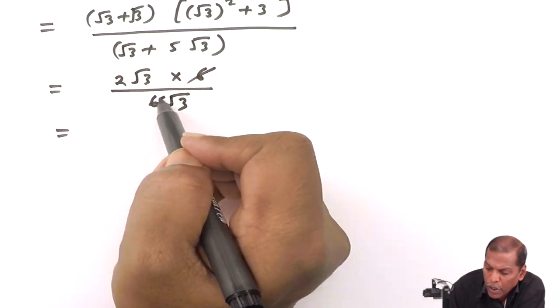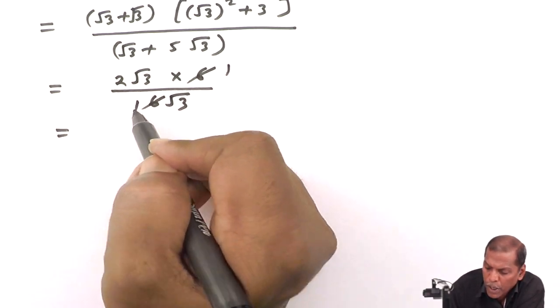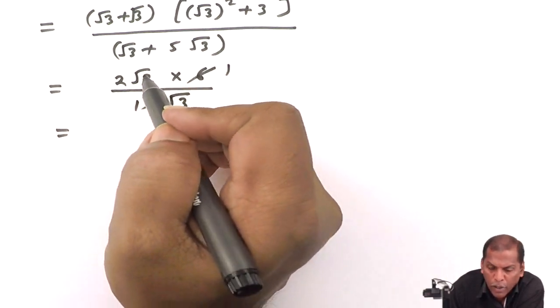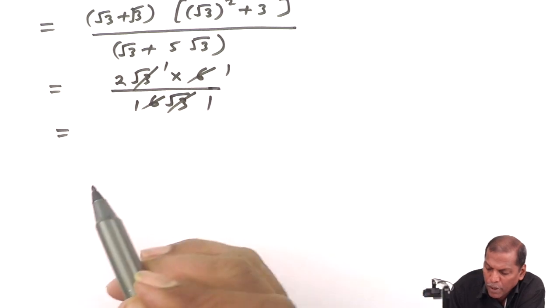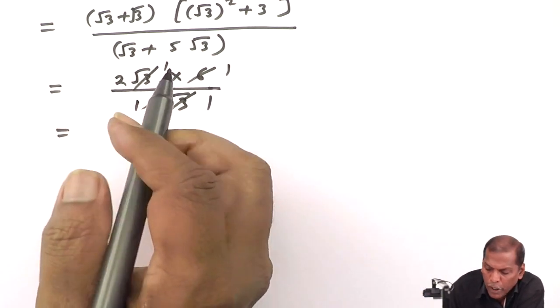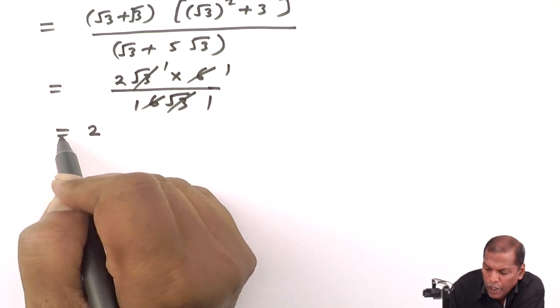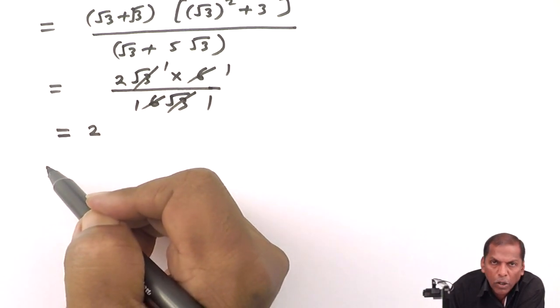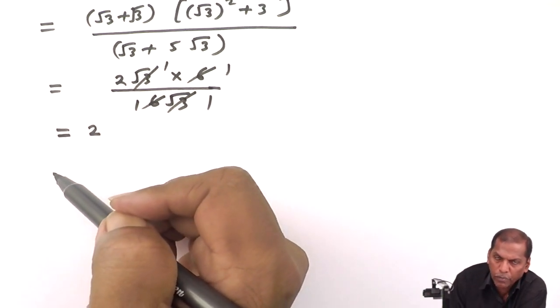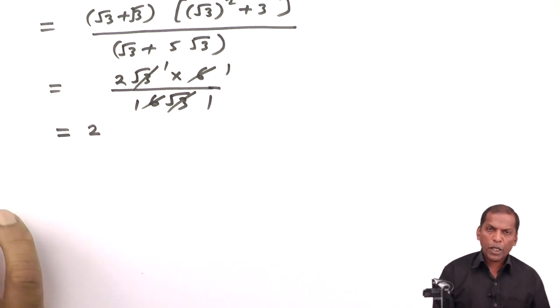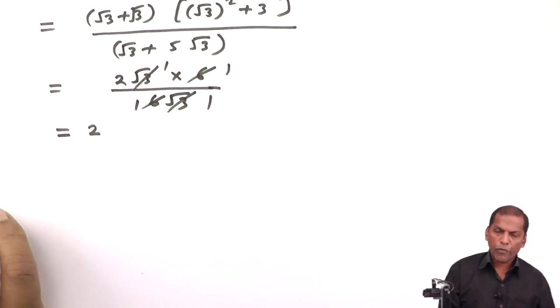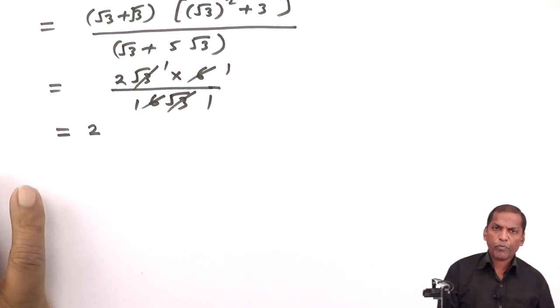So here we cancel 6 from numerator and denominator. At the same time, root 3 we cancel from numerator and denominator. Finally we are left with the number 2 only. So therefore this is the required solution for the given problem. Thank you.